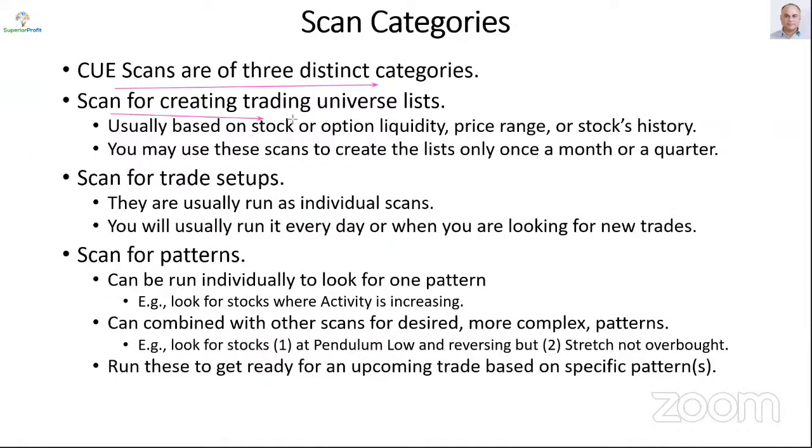One category is for creating trading universe lists, usually based on stock or option liquidity, price range, or stocks history. Sometimes you may want to trade stocks with at least 5 years history. Why I use that number 5 years is because in QVital, QEdge, QIndex, you may see fundamental data going back up to 5 years. What kind of fundamental data? Like earnings growth and revenue growth up to 5 years back.